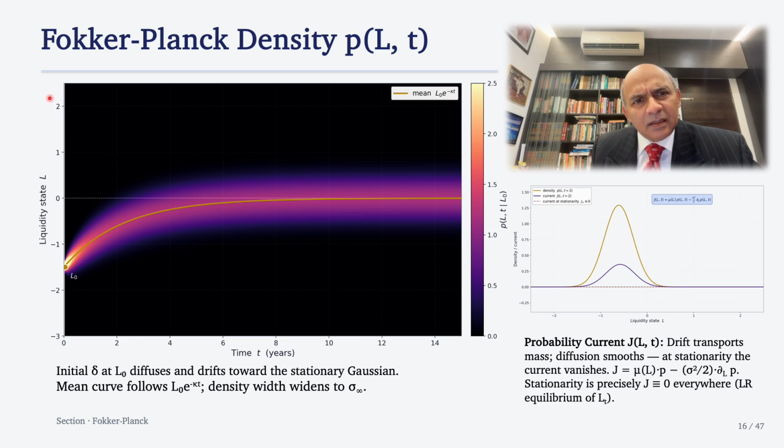So starting from a point mass L, the Fokker-Planck density P drifts and diffuses toward the stationary Gaussian, and it reaches precisely the probability current J of L,t that vanishes everywhere. So you've got the stationarity of the L point mass coinciding with the probability current converging to zero. As you can see, this moves down to stationarity.